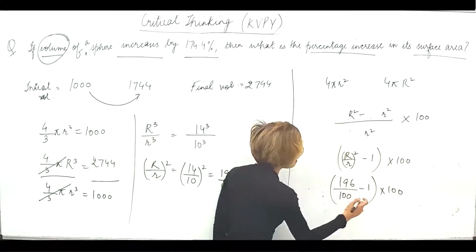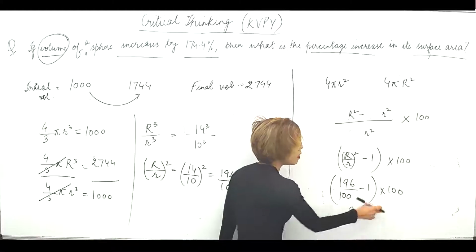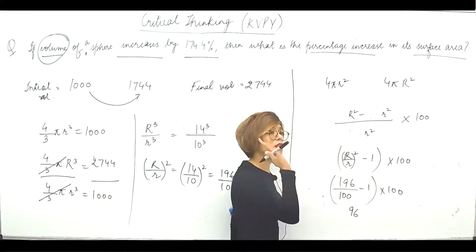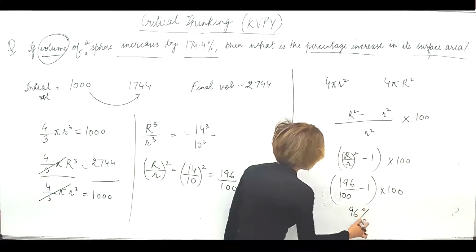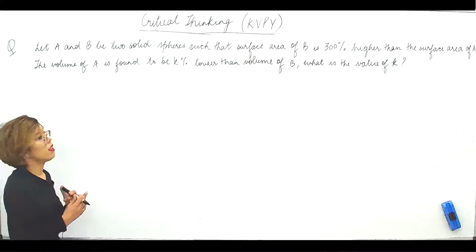Right? So obviously let me take the LCM. So 96 by 100 into 100. Obviously it gets cancelled. So answer is 96%. Alright, so the next one.